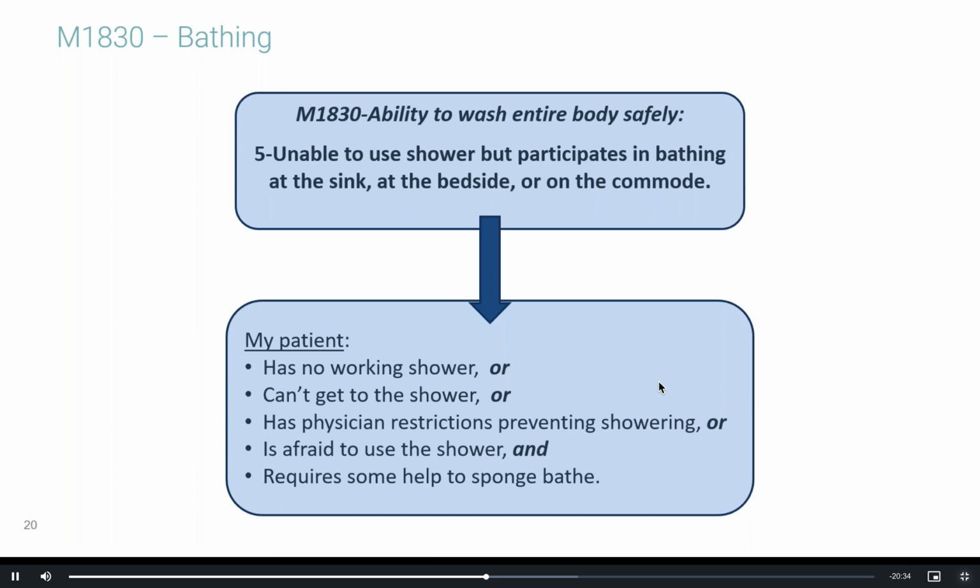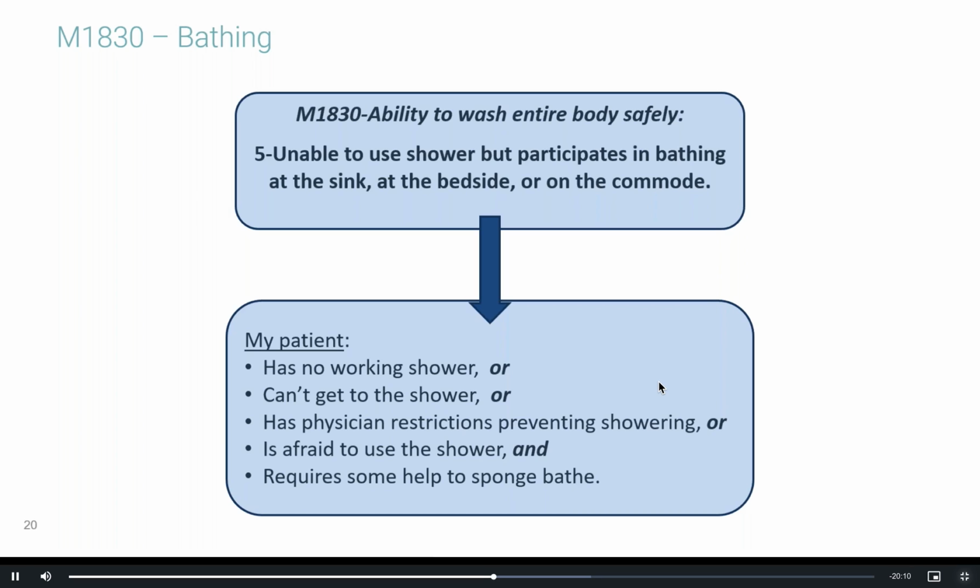Now to move up to 5, now I've got that person who can't use the shower. So they're participating in bathing, but they're not going to be able to use a shower or tub. So it might be that they don't have a working shower, or perhaps they can't get to where their shower is located. And it might be, too, that there's a physician restriction that prevents showering. And then, of course, we have the fear concern, so if they're afraid to use the shower.